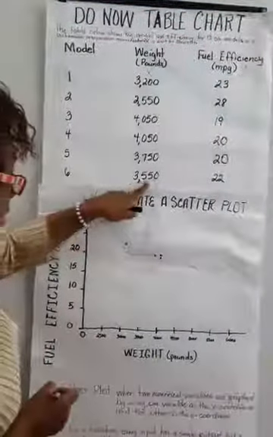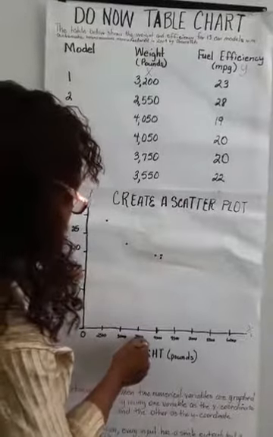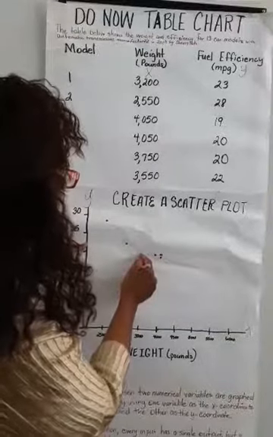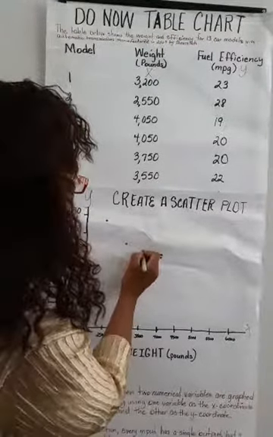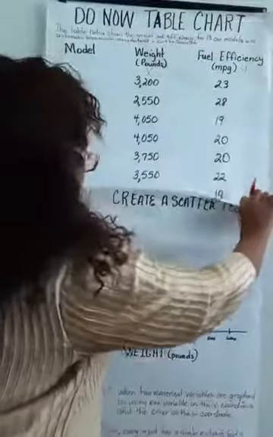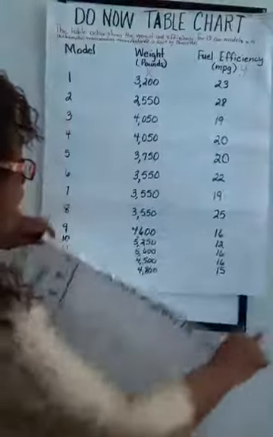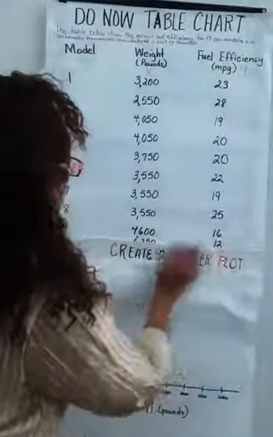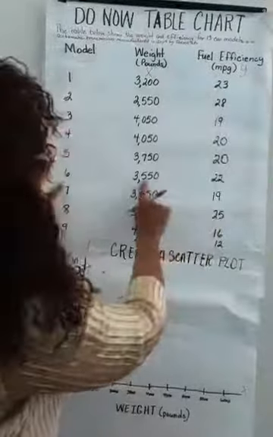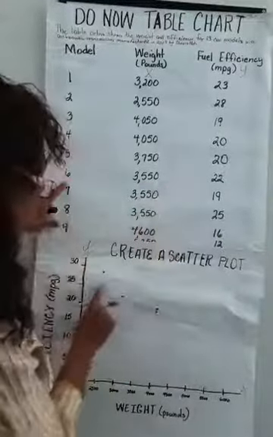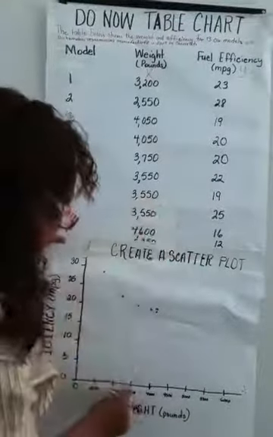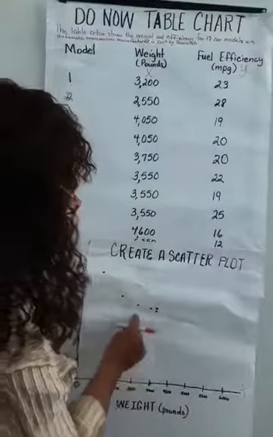And 3,550 for 22. 3,550, I can go for that model. It gives me 22 miles per gallon. Okay, now we can't see all these points at one given time. So last one was 20. So 3,500, I have the sixth model. No, I'm on the seventh model. I can go 19. So 3,550, I can go 19 on that model.